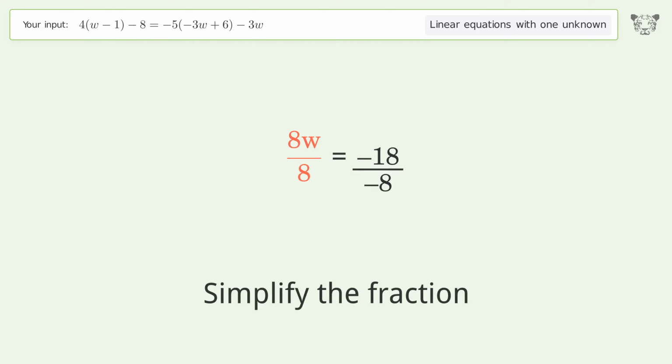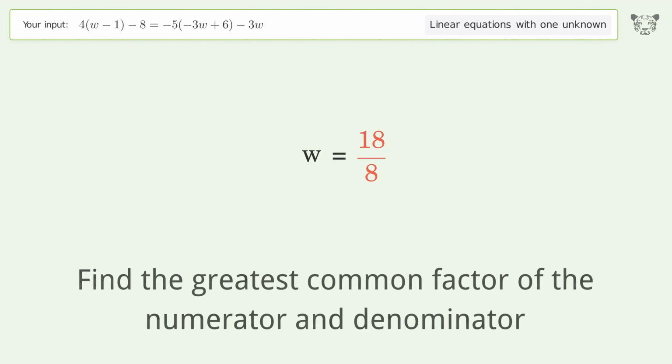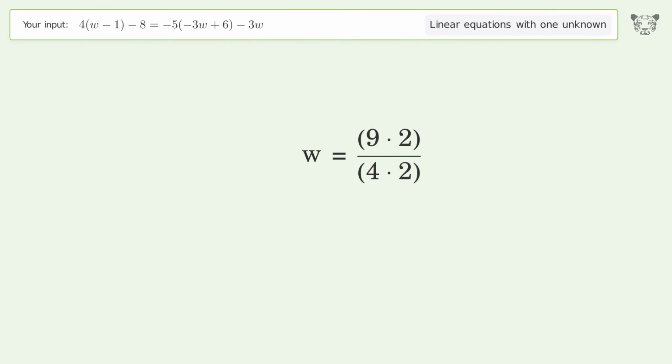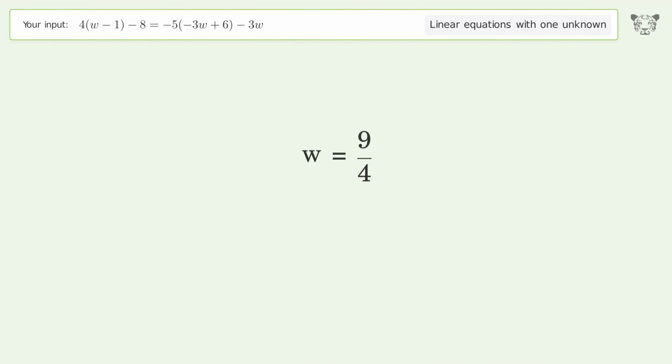Simplify the fraction. Cancel out the negatives. Find the greatest common factor of the numerator and denominator. Factor out and cancel the greatest common factor. And so the final result is w equals 9/4.